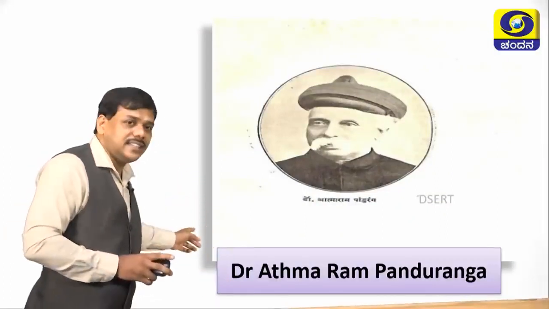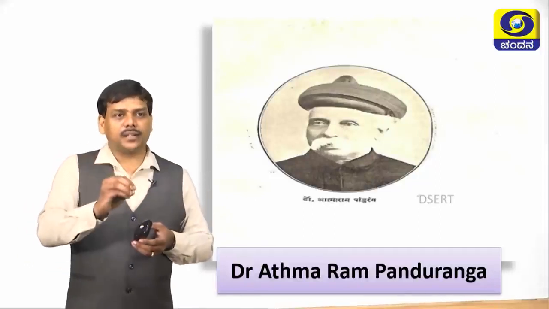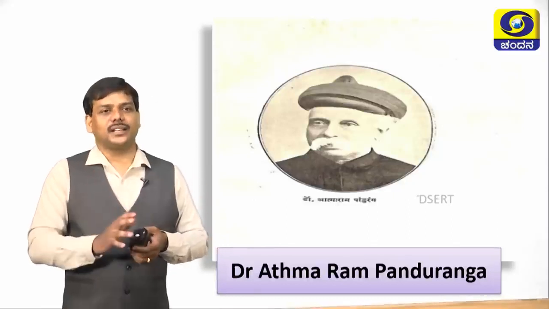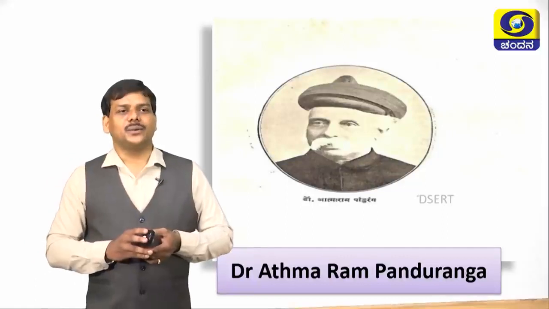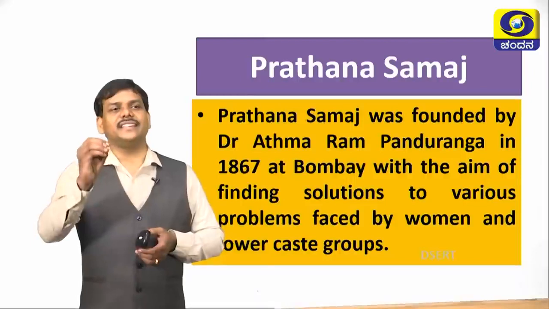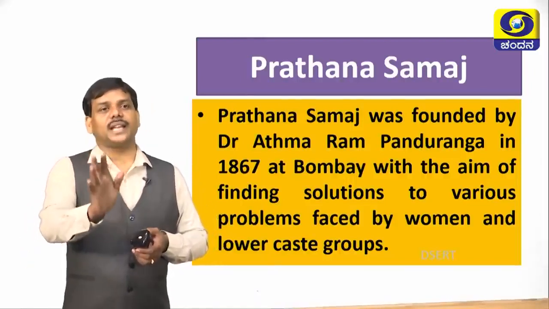Here you can see Atmaram Panduranga. A Samaj was founded by Dr. Atmaram Panduranga, called Prarthana Samaj. Prarthana Samaj was founded by Dr. Atmaram Panduranga in the year 1867. Where was it founded? It was founded at Bombay.